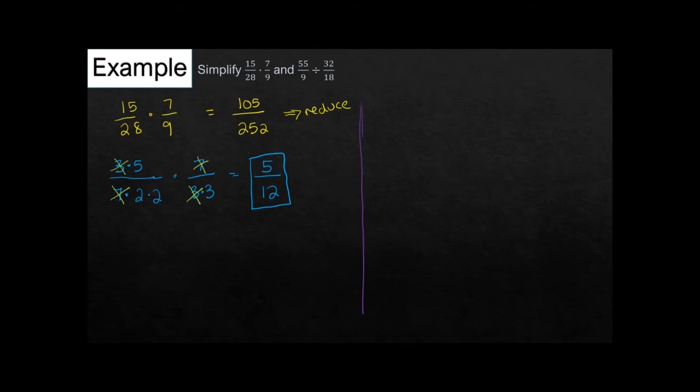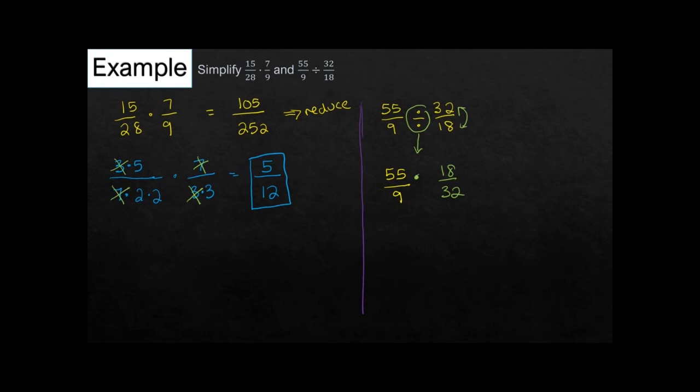So on the right here, now I'm going to take a look at the division problem. We have 55 over 9 divided by 32 over 18. So when it's division, you have to turn it into multiplication. So this division symbol becomes a multiplication symbol, and then you flip-flop the fraction after it becomes 18 over 32. So we have 55 over 9 times 18 over 32.